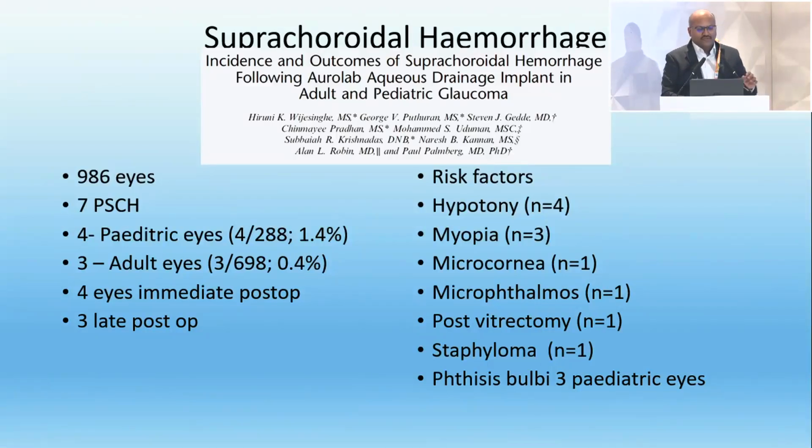And suprachoroidal hemorrhage, I think this is the largest series of suprachoroidal hemorrhage published from India, Dr. George Puthran's work. So they had 7 patients out of 986 eyes which had suprachoroidal hemorrhage, 4 in pediatric and 3 in adult eyes. The risk factors include hypotony, myopia, microcornea, microphthalmos, and post-vitrectomy staphyloma eyes. As an end result, 3 patients had phthisis bulbi, in those eyes which were pediatric cases.